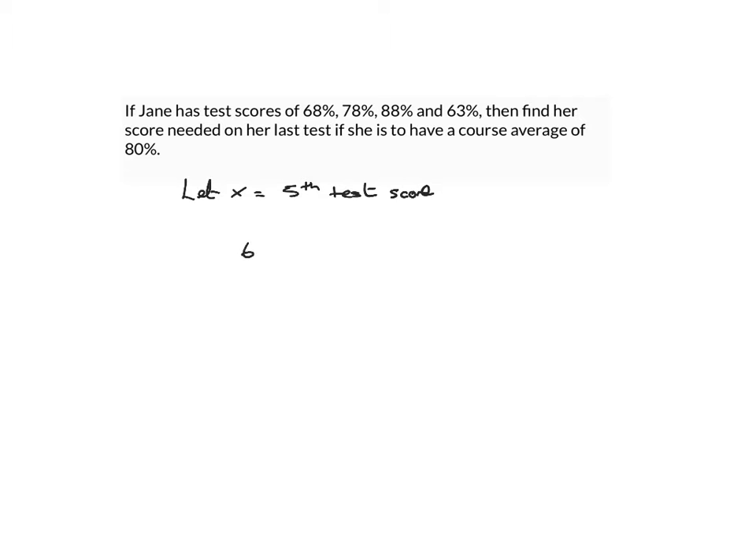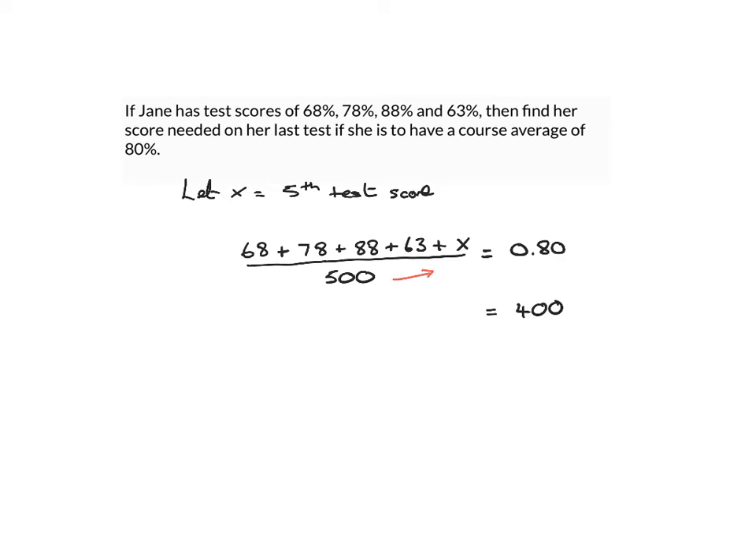So we know that 68 plus 78 plus 88 plus 63 plus x, if I divide that by 500, the total of the 5 tests, that should equal 0.80. If we cross multiply by the 500, we'll get these numbers added together. Well, 0.80 times 500 is 400. If we add these numbers together, we get 130, 146.